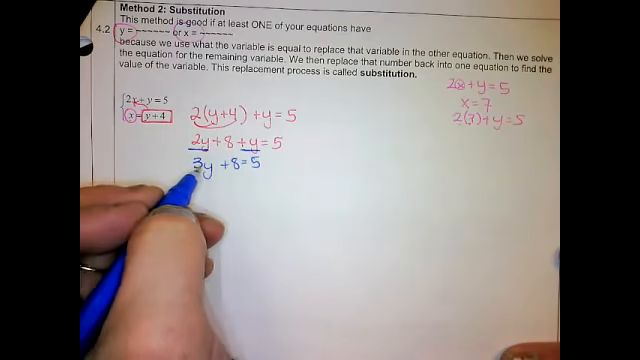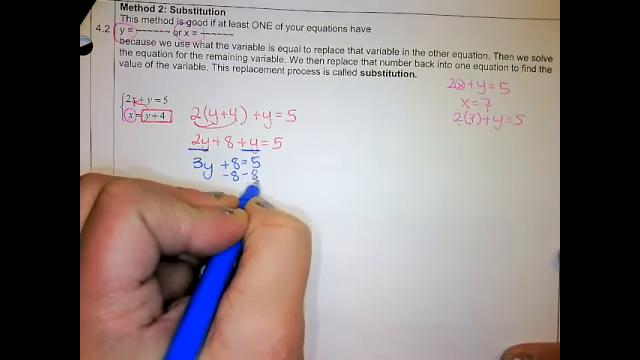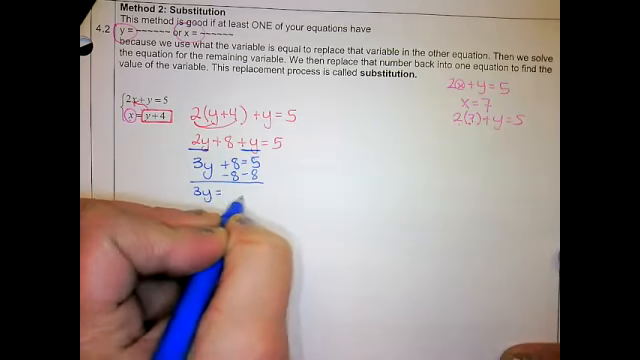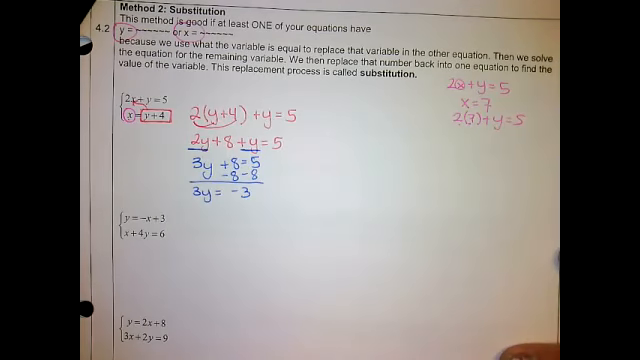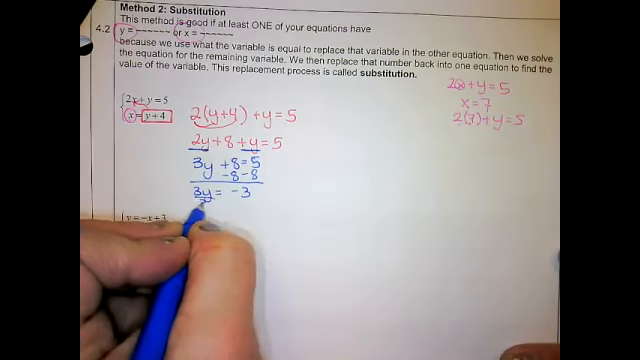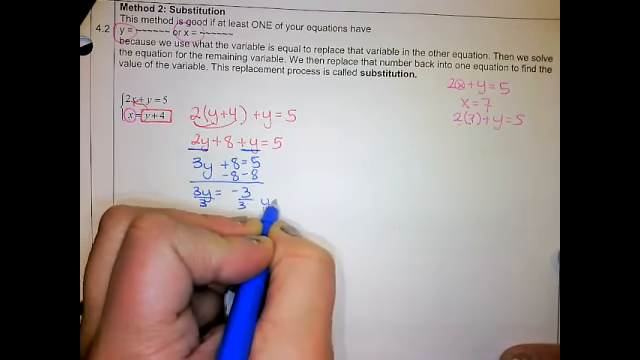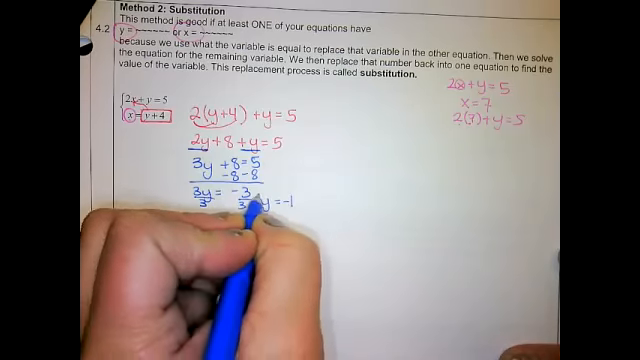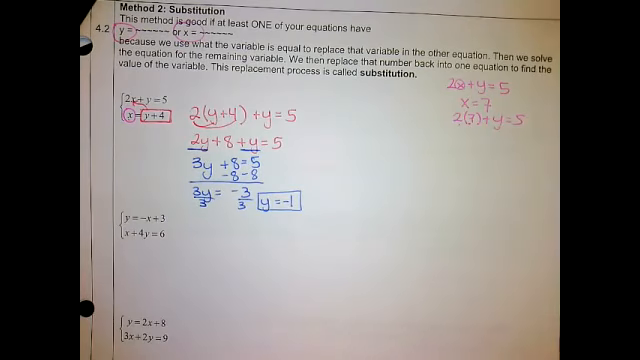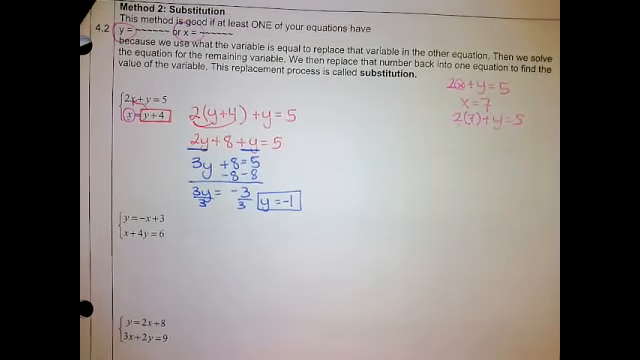Now I need to start solving for y, so I'm going to subtract 8 from both sides, and I get 3y equals negative 3. And I'm going to divide both sides by 3 to get y equals negative 1. But I'm not done yet. Remember that my solution is an ordered pair. So it has to have an x component and a y component, because we're looking for a spot on a graph. And a spot on a graph has to have an x and a y.